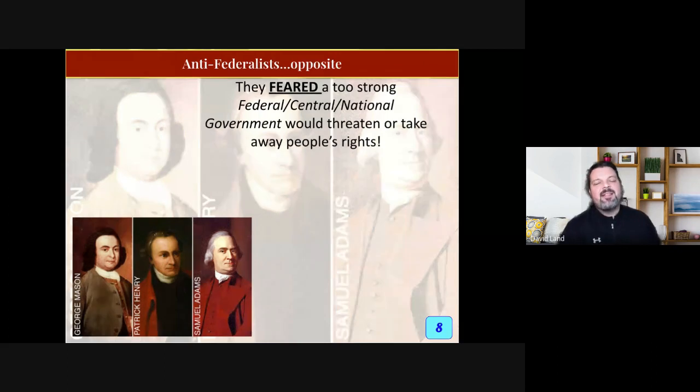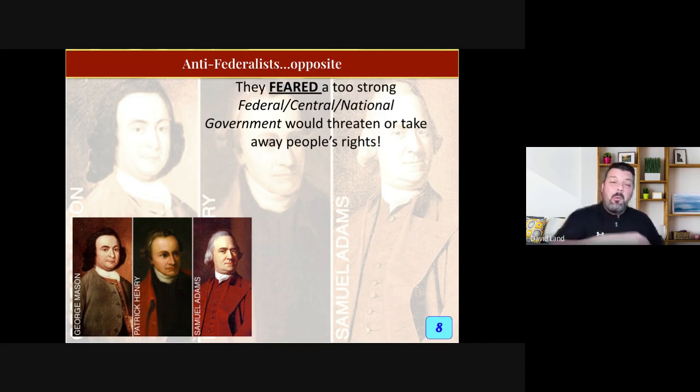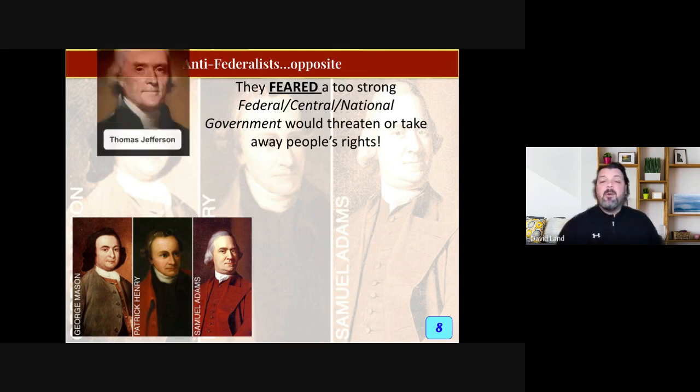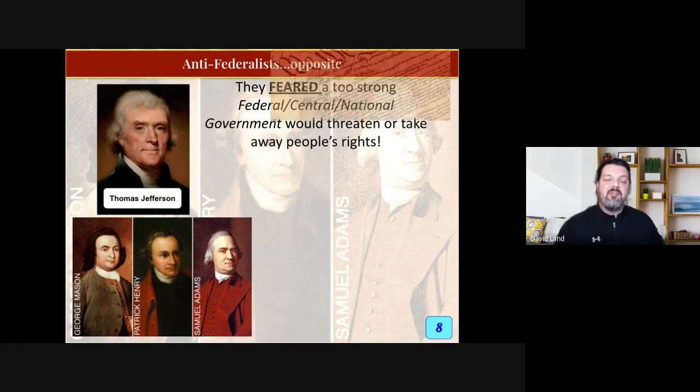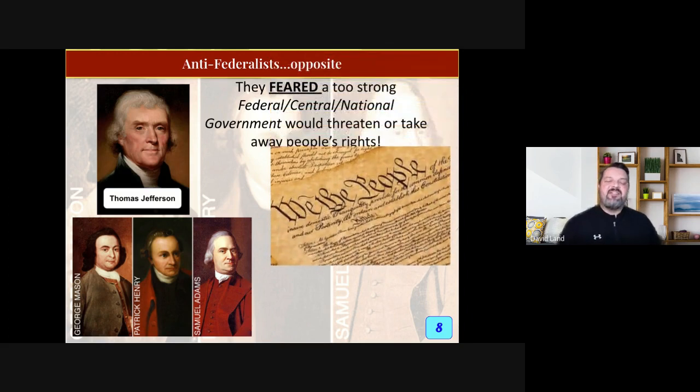So anti-federalists pop up. Now, anti-federalists are the opposite of the federalists. So the anti-federalists really fear a federal central national government, and they fear that it's going to take away people's rights. So they see there's that fear again of the tyranny. And so the anti-federalists are famous, like George Mason, Patrick Henry, Samuel Adams, but the most famous anti-federalist was Thomas Jefferson. Yes, he becomes the nemesis of Alexander Hamilton.